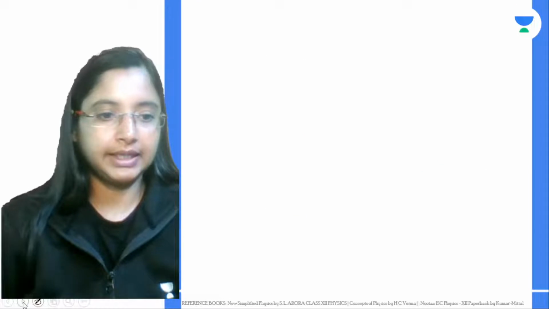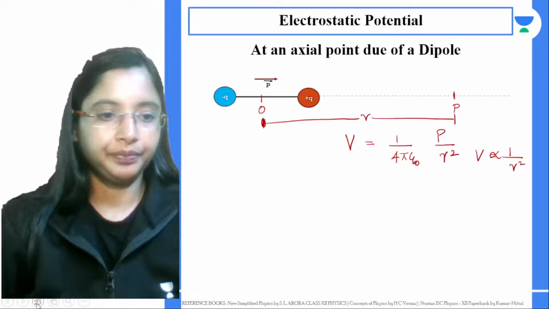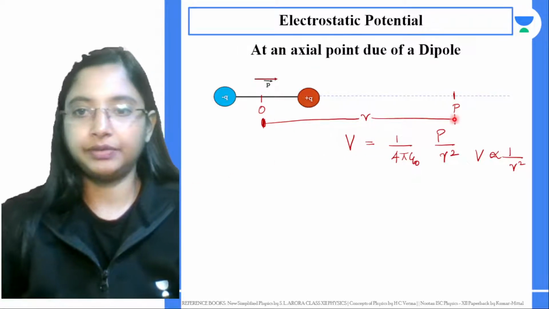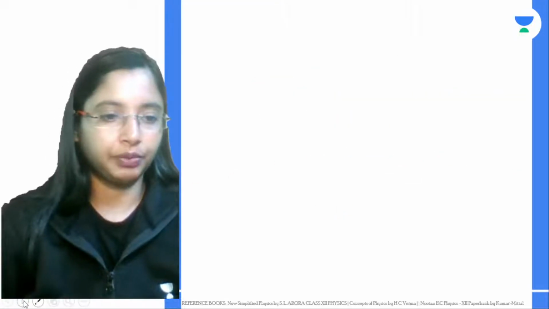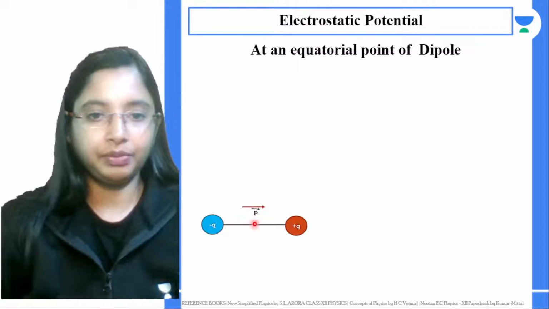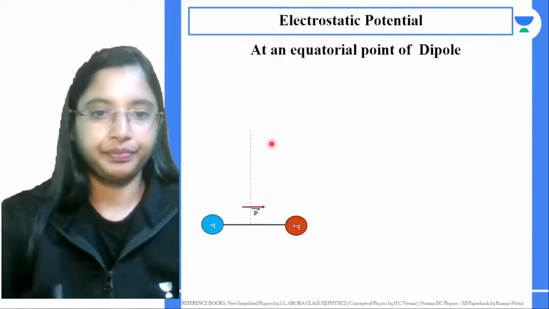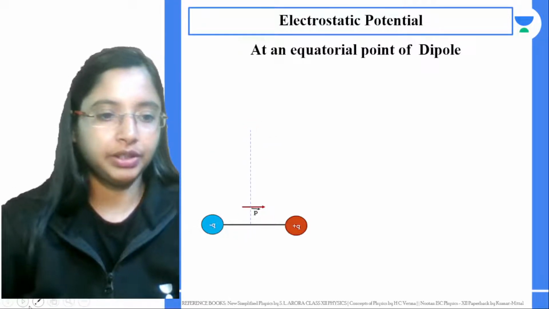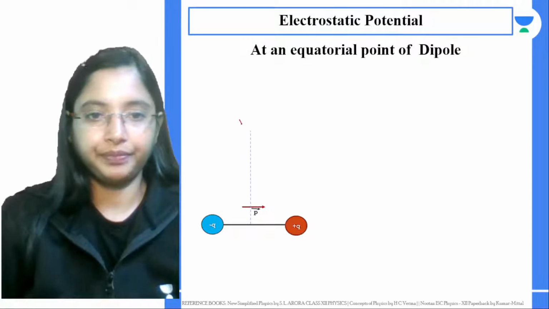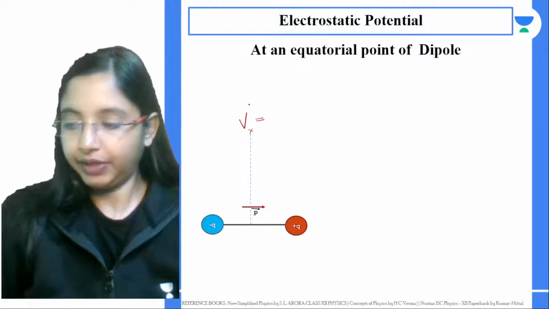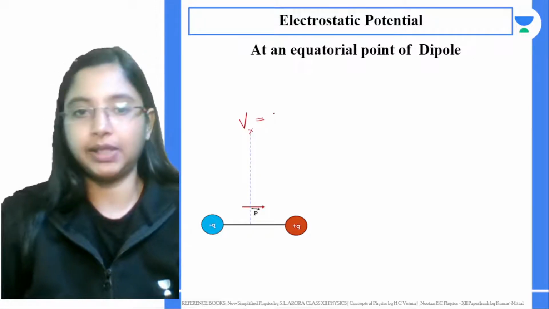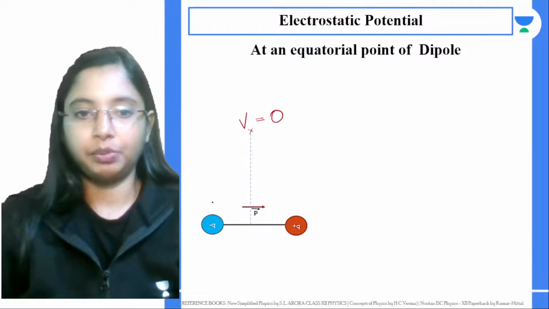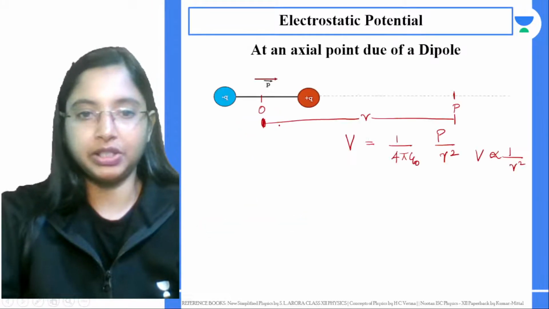Now in the case of an equatorial point, let's say you are going 5 meters from the center of the same dipole. Now, at this point, what will be the potential? That we actually saw, the potential will be 0. The potential because of both these charges at this point will be 0.